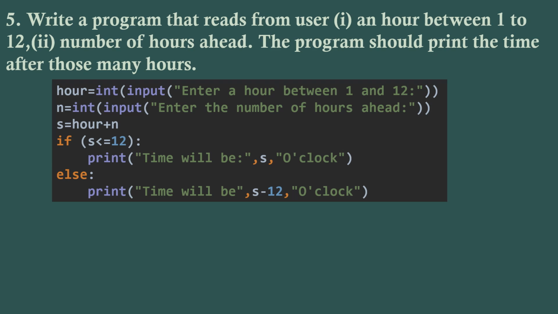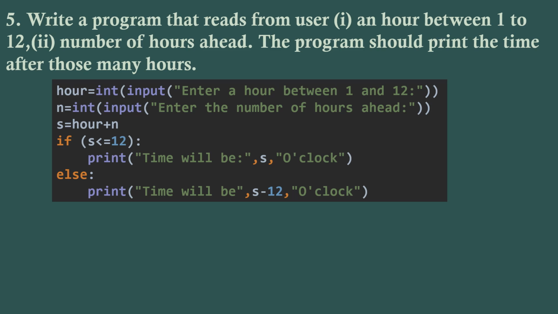So what will happen? Suppose if the s value is less than or equal to 12, then it has to print the time is s o'clock. Otherwise, if it is 13 or more, then 12 has to be subtracted from this value so that you can get the time. So else print time will be s minus 12 o'clock.